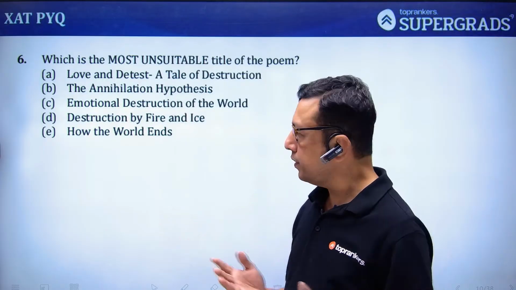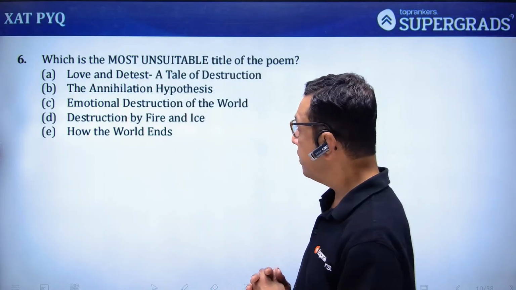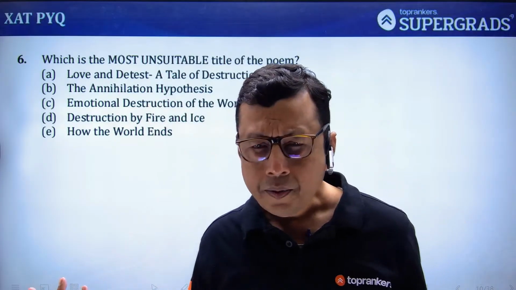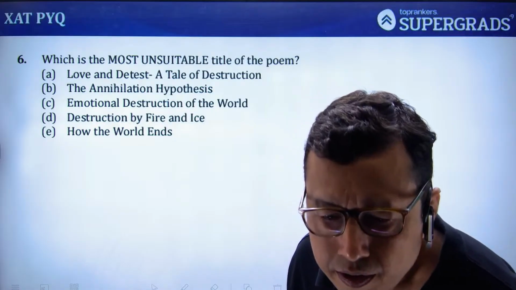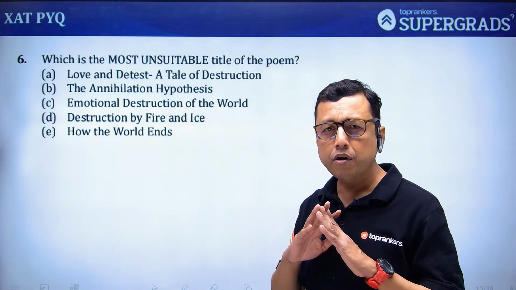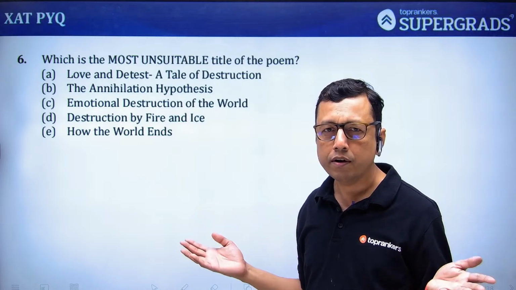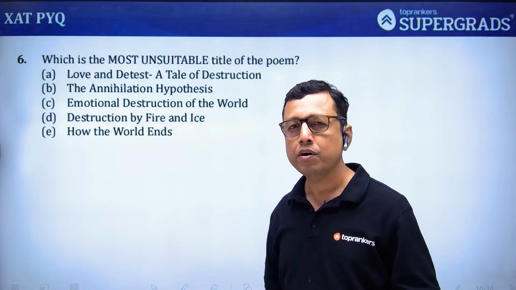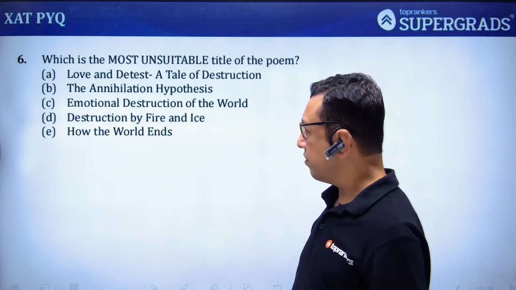So it is at least relevant. Emotional Destruction of the World. This makes no sense at all. Yes, Abhishek, you are absolutely right. Emotional destruction of the world does not connect with the theme of the poem at all. The author does not talk about emotional destruction. He only talks about desire and hate causing destruction.